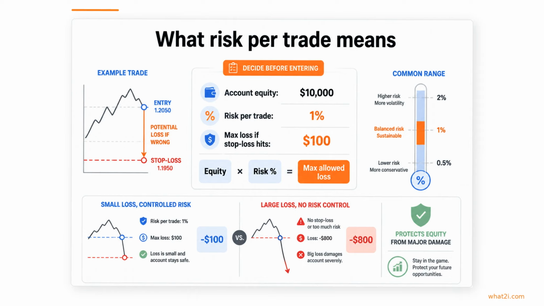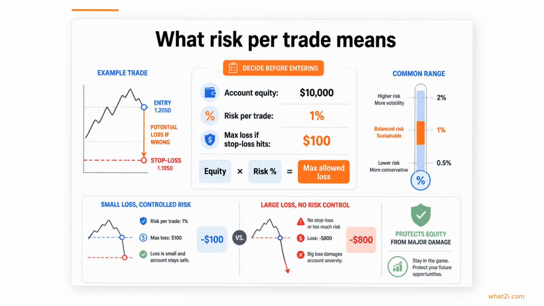Risk per trade is the amount you decide you can afford to lose if the trade is wrong and the stop loss gets hit. That makes it a pre-trade decision, not something you figure out after the market moves against you. Most investors and traders express it as a small percentage of account equity, often somewhere around 0.5% to 2%. In a $10,000 account, a 1% risk limit means the maximum planned loss is $100 on that trade. The real value of this rule is that it prevents any single idea from doing outsized damage.